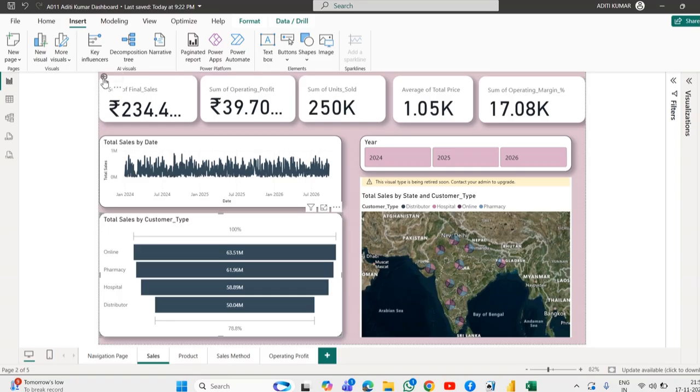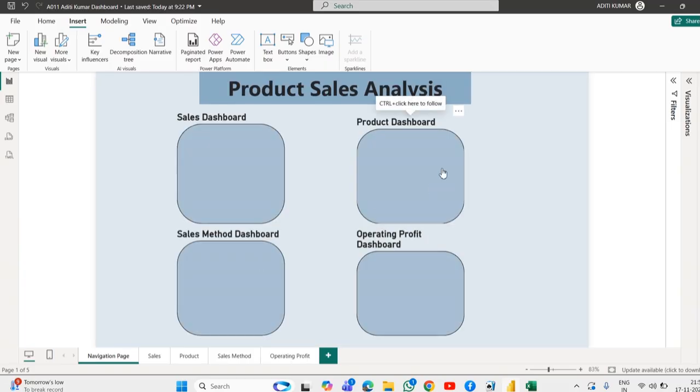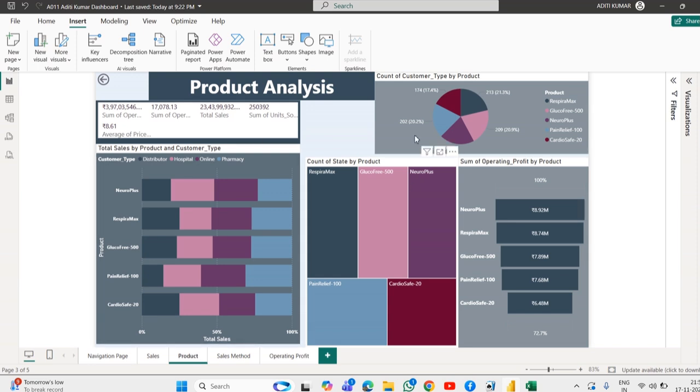So coming to the next part, that is the product dashboard. This dashboard basically focuses on product performance. So this is my product dashboard, and it has various charts, like the stacked bar chart, which compares sales by product and customer type, which helps us understand product adoption across the customer categories.